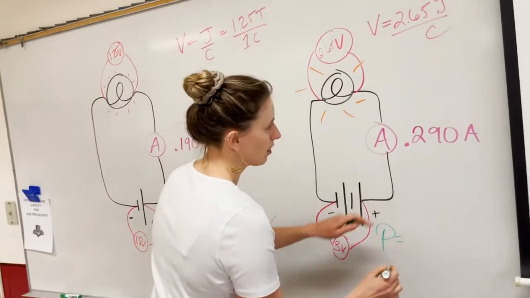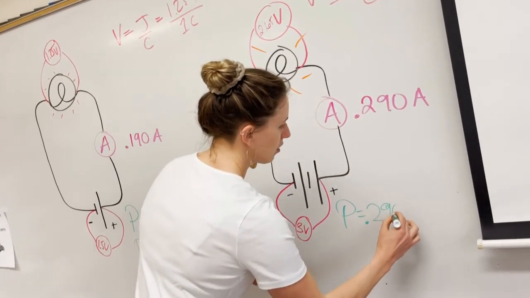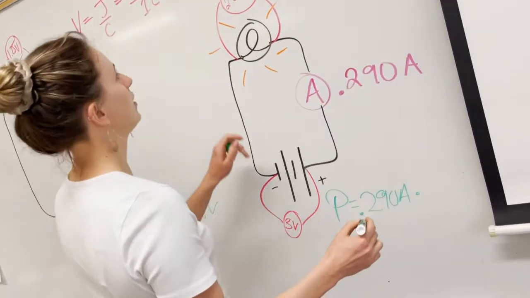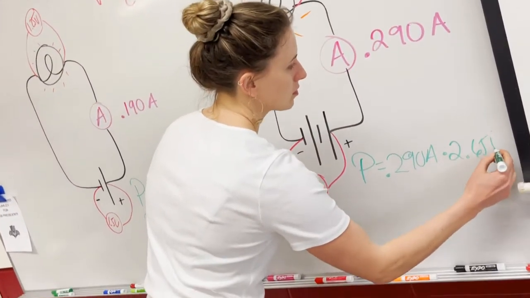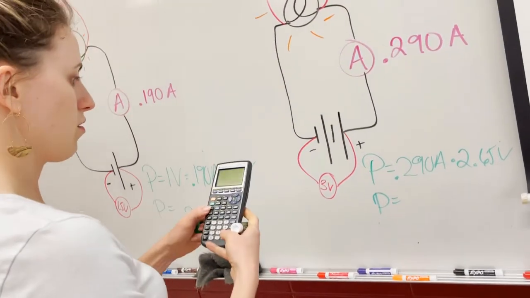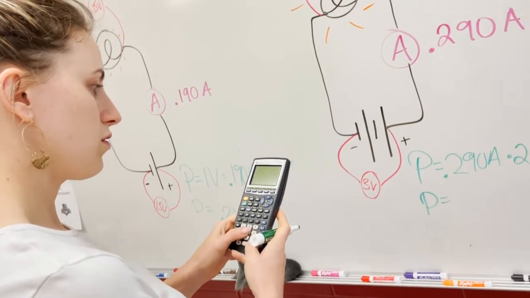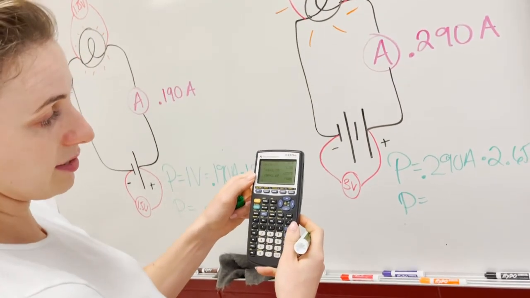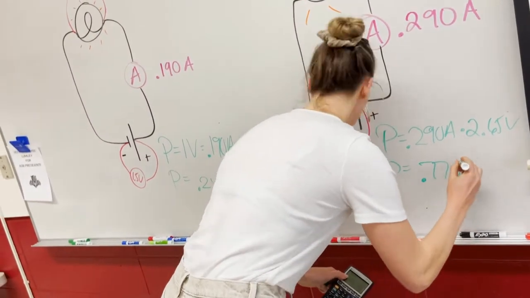We should get a bigger number. So current over here is 0.290 amps. And what is my voltage over here? 2.65 volts. So notice we got more current and we have more electrical potential difference. It's not just one going up, they're both going up. So I get 0.77 watts. That's three times brighter.